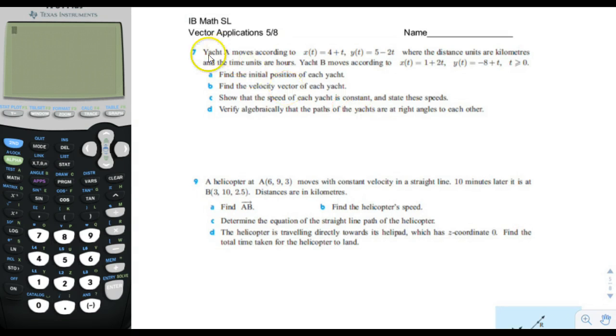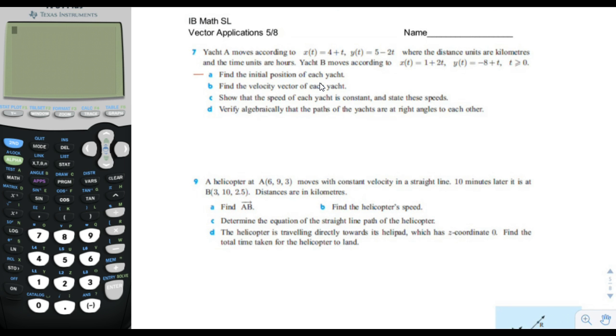Page 5, number 7. Yacht A moves according to x equals 4 plus t, y equals 5 minus 2t, where the distance units are in kilometers and the time units are hours. Yacht B moves according to x equals 1 plus 2t, y equals negative 8 plus t, where t is greater than 0. Find the initial position of each yacht.